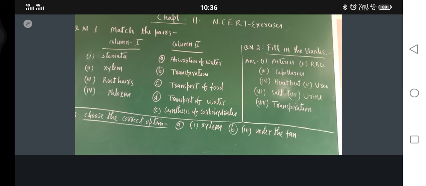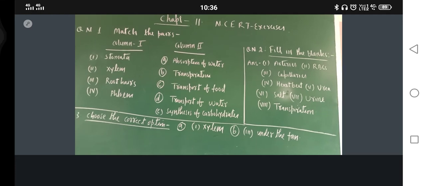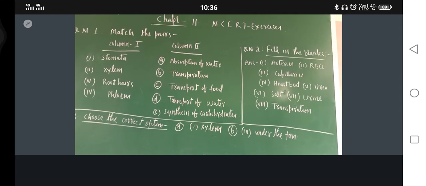I am going towards the blackboard and will explain match the pairs. I am applying the color mic. Please keep on indicating whether I am audible or not. Am I audible? Hello, indicate.